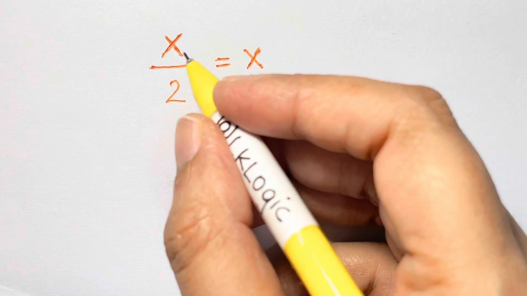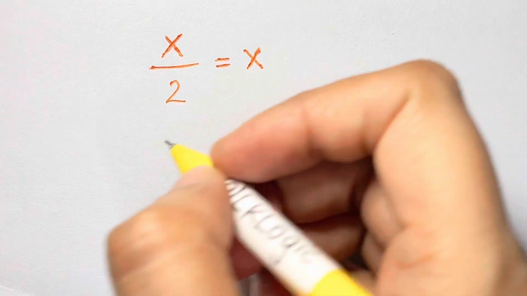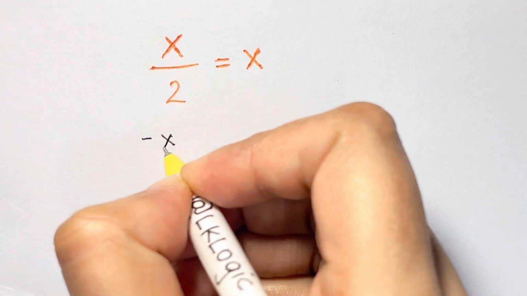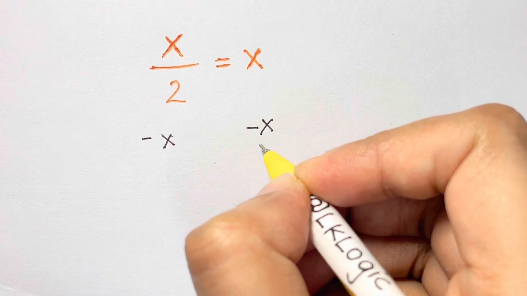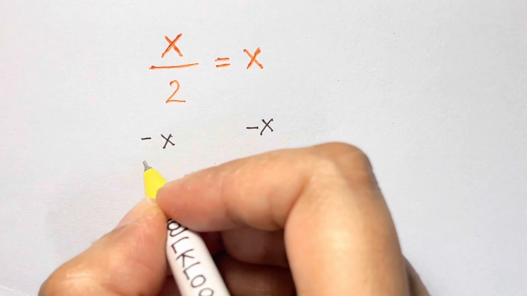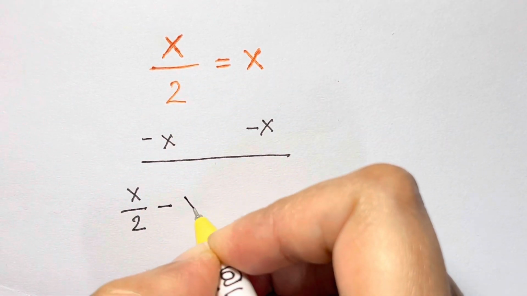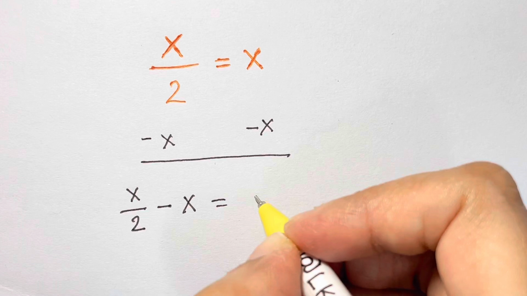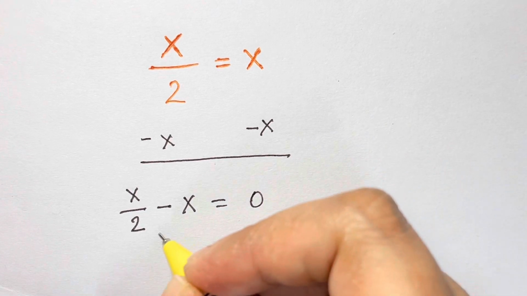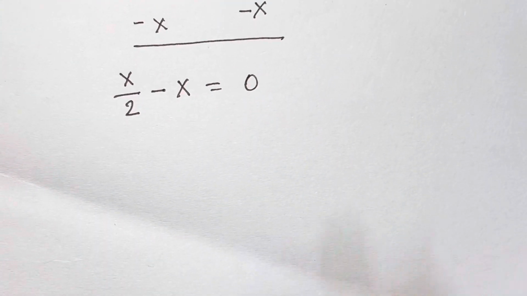So let's see. Whenever you have this, what we can do is just subtract both sides by x. So what do we get? We get x over 2 minus x is equal to x minus x, which will become 0. And now you have this. So let's solve for that.